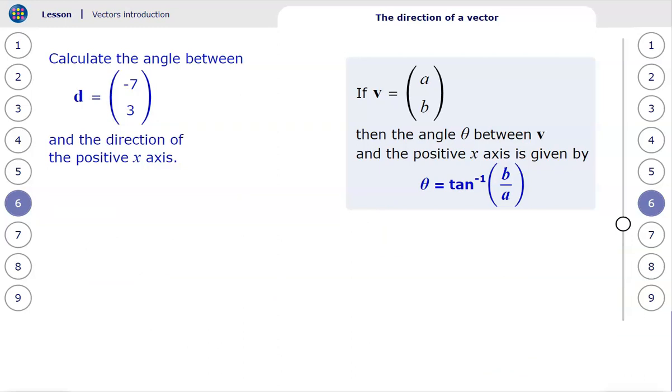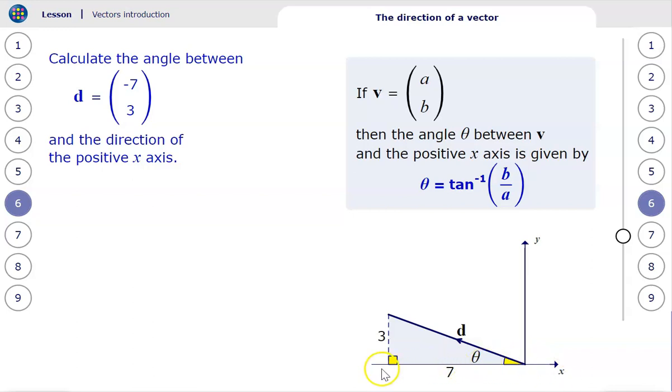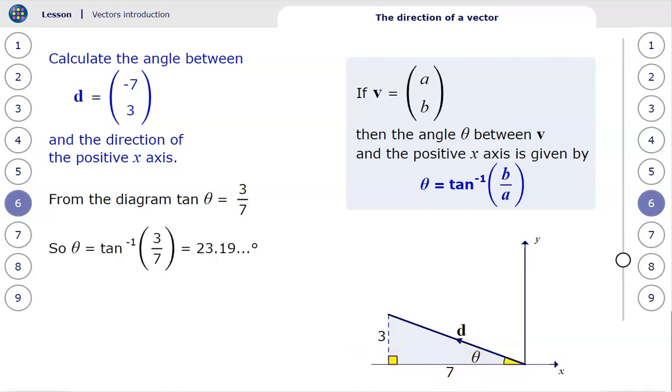Different vector here, d is minus 7, 3. Again, a diagram is useful. Minus 7 means I'm going 7 to the left, 3 means I'm going 3 up. In other words, the tan of that angle in this diagram over here is going to be 3 over 7. So that's going to give me an angle of 23.2.